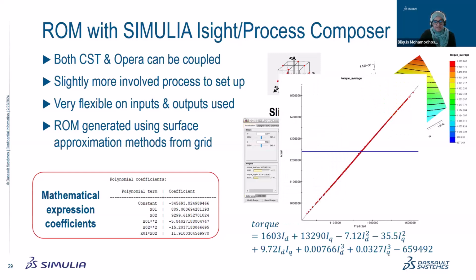And here is just an example of the results from a reduced order model as compared to the finite element models, which you can see are very, very close.